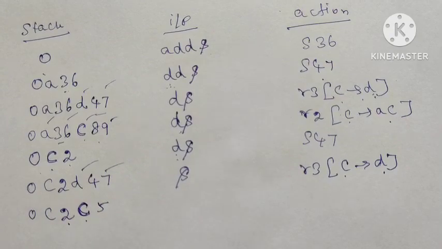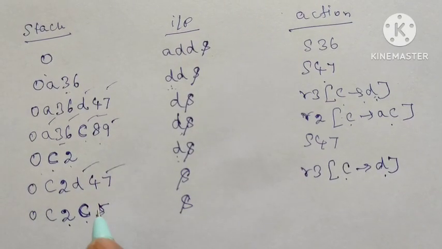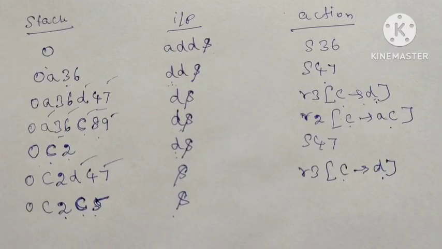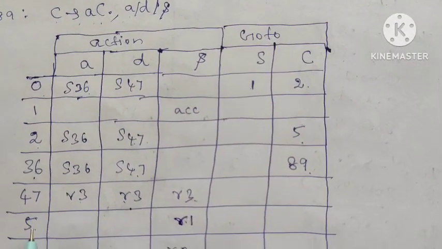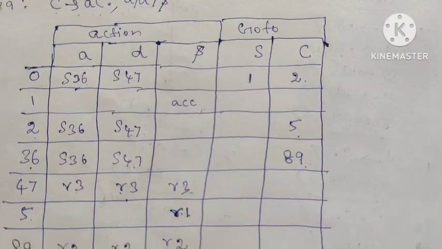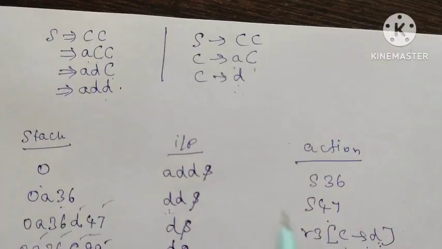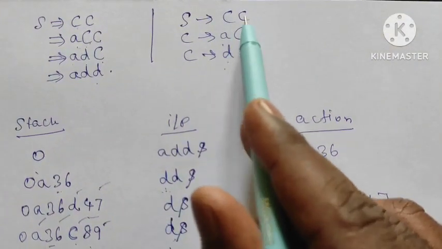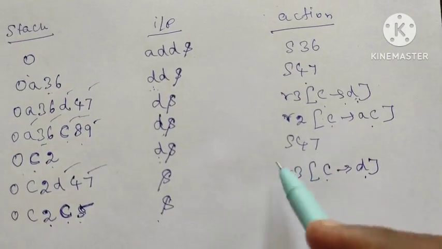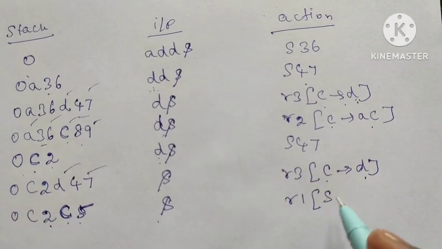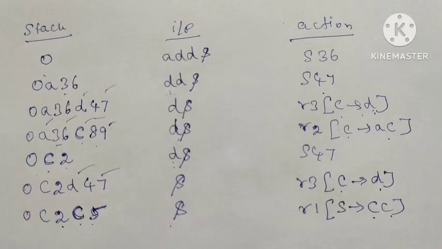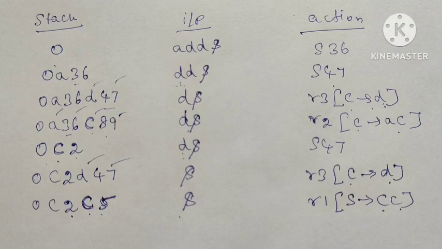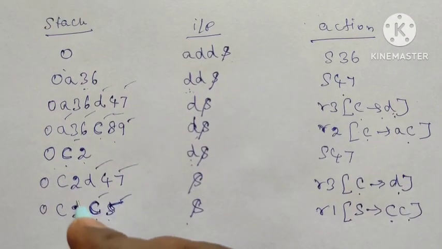So 5 and dollar. Once again verify in the parse table. 5 and dollar meet in R1. R1 is production number 1, which is S tends to CC. So you have 2 elements on the right, so pop 4 elements from the stack. 5 goes off, C goes off, 2 and again C go off.